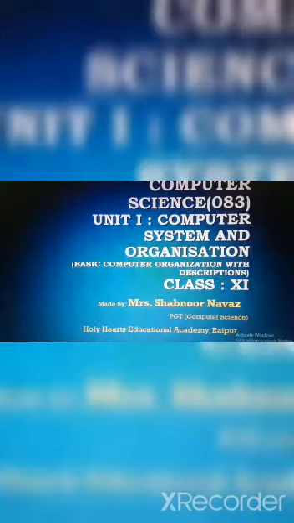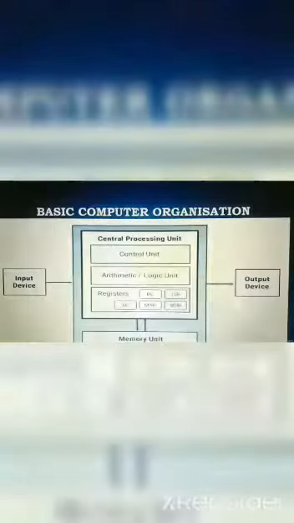Today I am here to take the classes of Computer Science of class 11th. The topic that today we'll deal is unit number 1, that is Basic Computer Systems and Organization. So let's start further. Students, here we are starting with unit number 1, that is Computer System and Organization, and the topic that today we'll deal with is the basic computer organization with description.